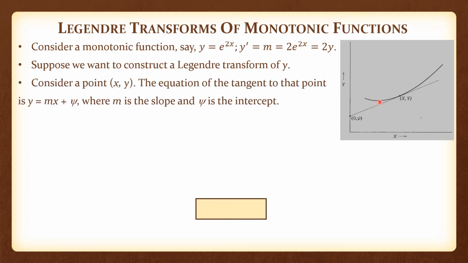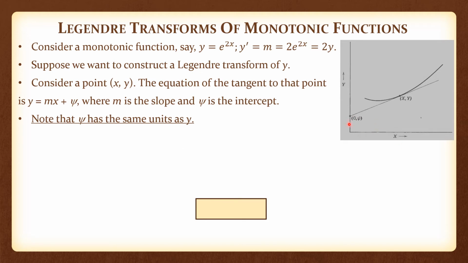Consider any point x comma y. The equation of the tangent to the curve at that point is y is equal to mx plus psi, where m is the slope, which is dy dx, and psi is your intercept. Slope intercept form of a straight line for the tangent: y is equal to mx plus psi.